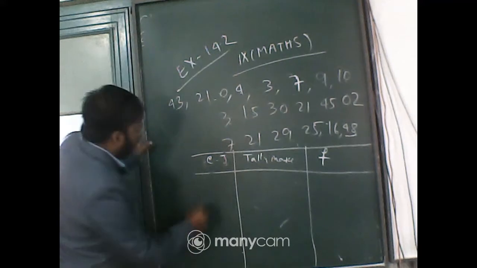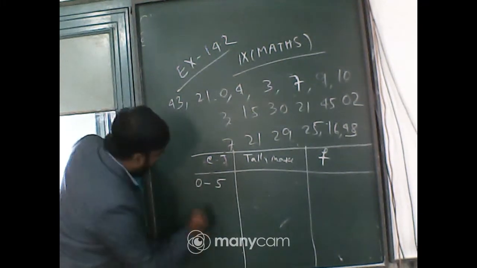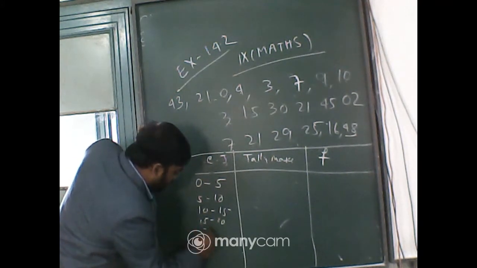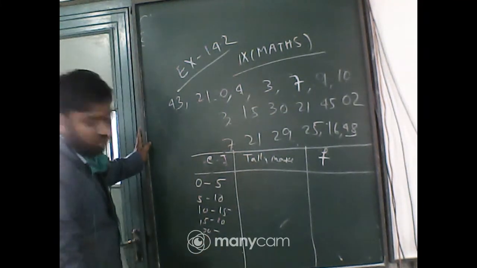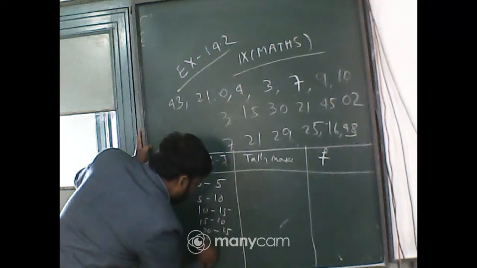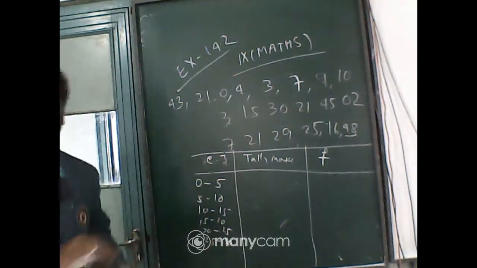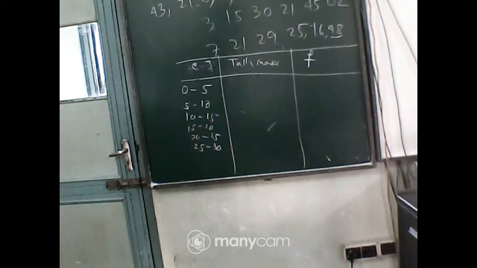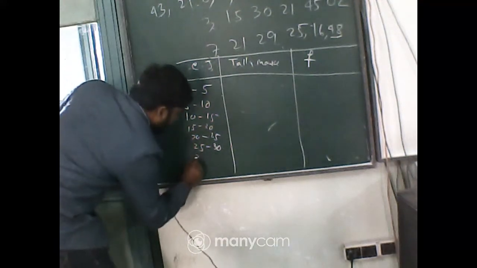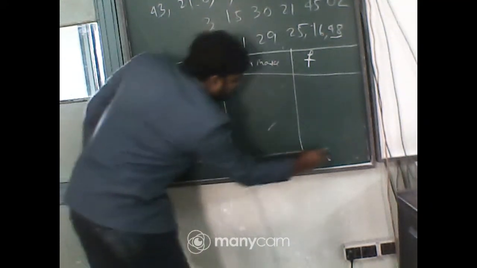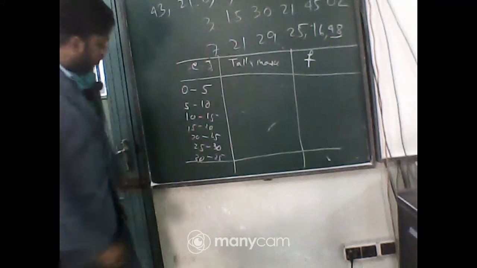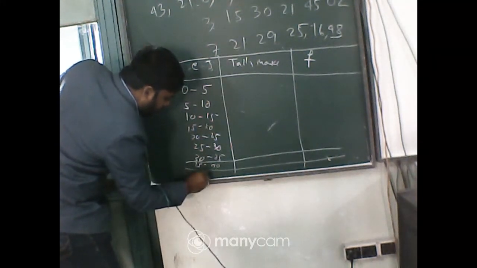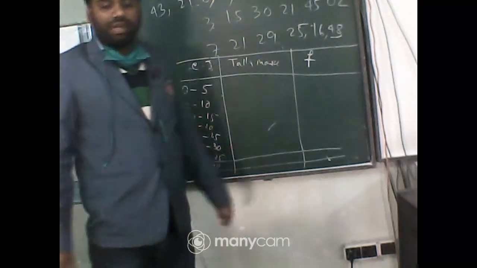Now I am taking the intervals: 0 to 5, 5 to 10, 10 to 15, 15 to 20, 20 to 25, 25 to 30, 30 to 35, 35 to 40, 40 to 45, and the last interval, 45 to 50.